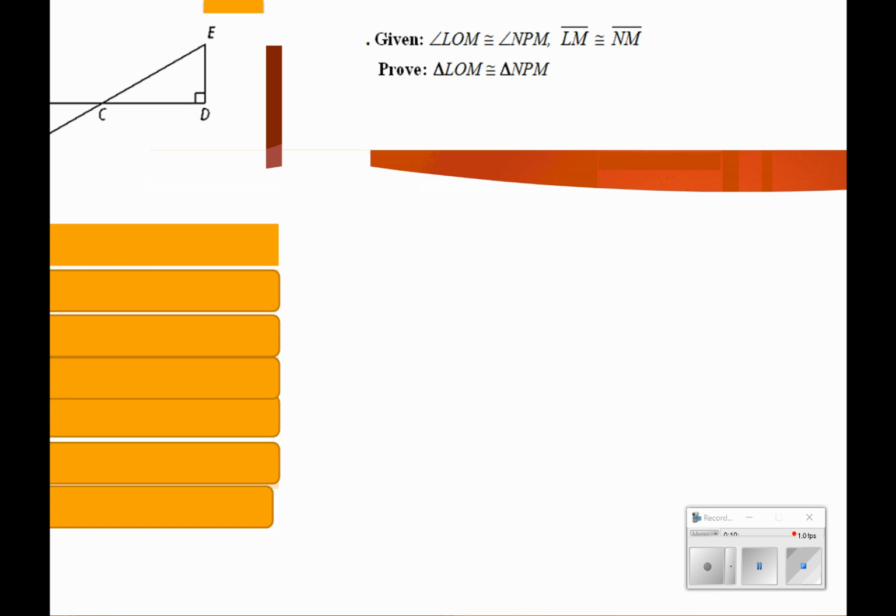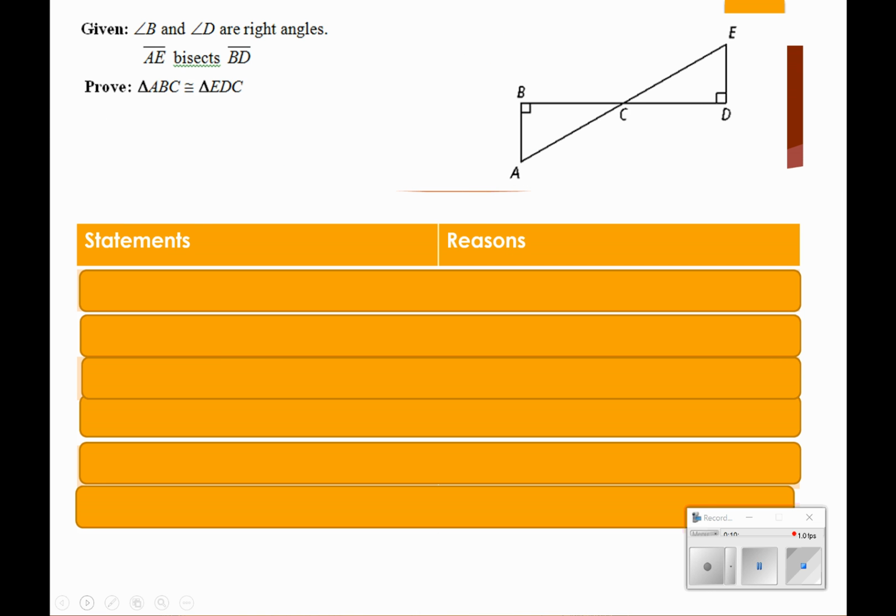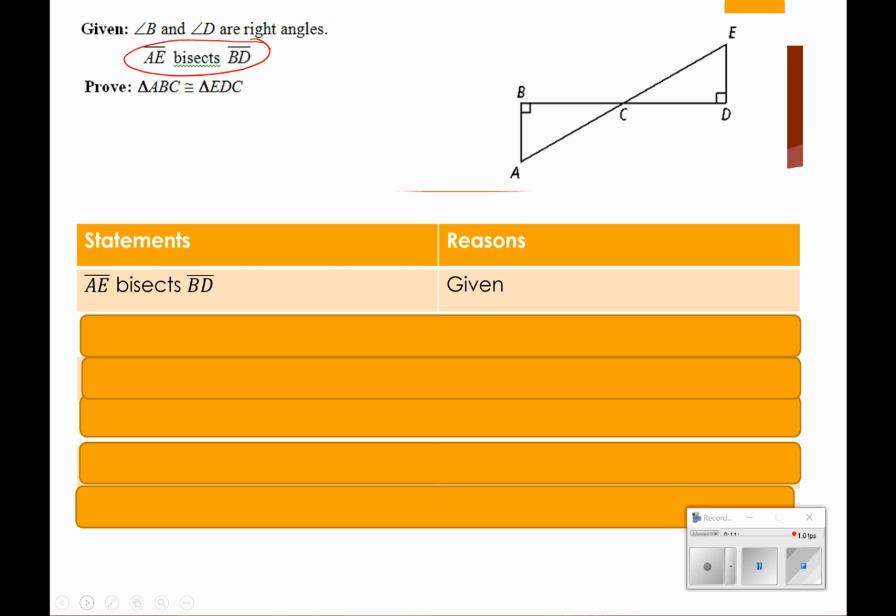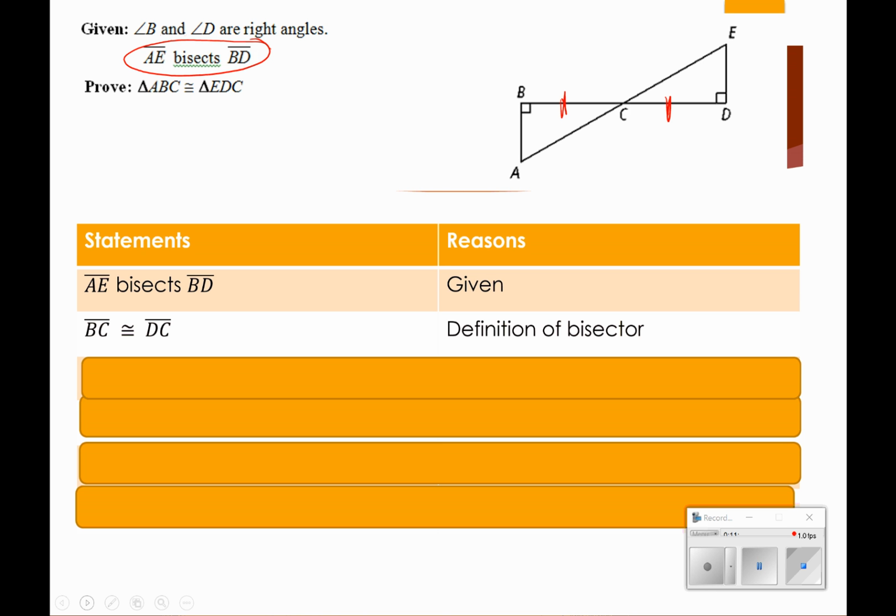All right, let's look at one last proof. We're given that B and D are right angles and AE bisects BD. And remember, with proofs, we want to go from kind of where it was stated. So I'm going to start with this given. I'm only going to use the one. So I've got AE bisecting BD, and that's given. From that statement, since AE bisects BD, I should know that BC and CD are congruent. And they are by definition of bisector. And that's all I can do with that statement.